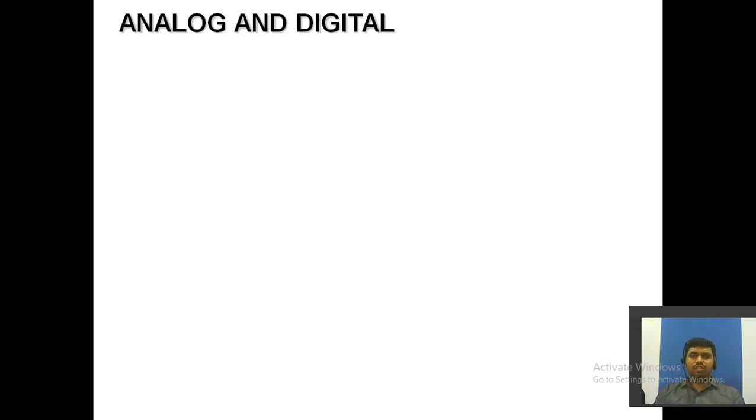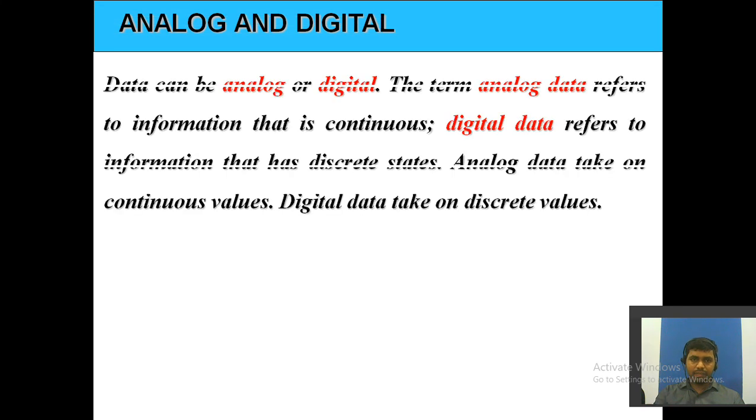Coming to analog and digital. Here, what is meant by analog and what is meant by digital? Analog and digital are both signals. Data can be transmitted as analog or digital, so data must be in the form of analog data and digital data. What is meant by analog data? The term analog refers to information that is continuous. So analog is continuous information.